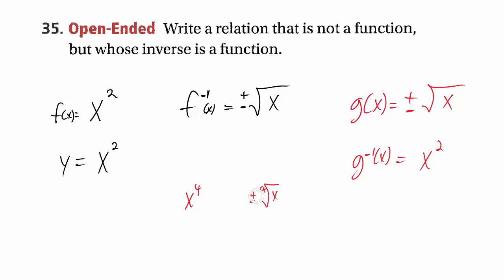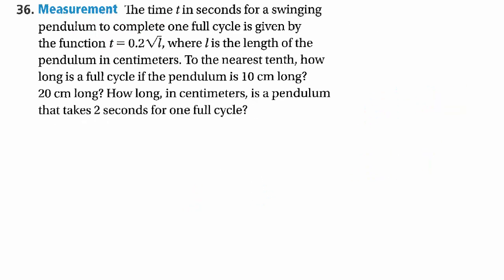So you could choose plus or minus fourth root of x, plus or minus square root of x, plus or minus sixth root of x, any even root of x, or you could see it as any even power of x, its inverse function will not itself be a function. Finally, number 36. So here's the thing.